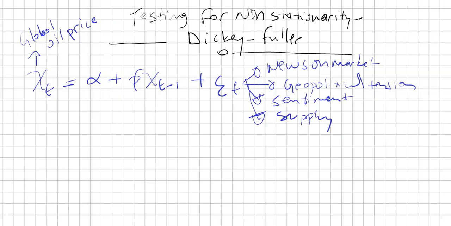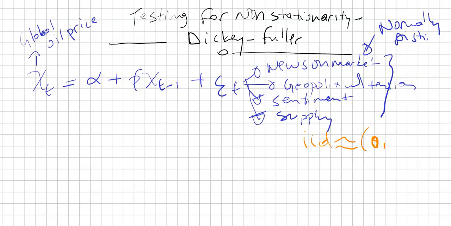So we assume all these shocks are normally distributed, independently and identically distributed, where we just assume that the mean is constant and the standard deviation is sigma squared.